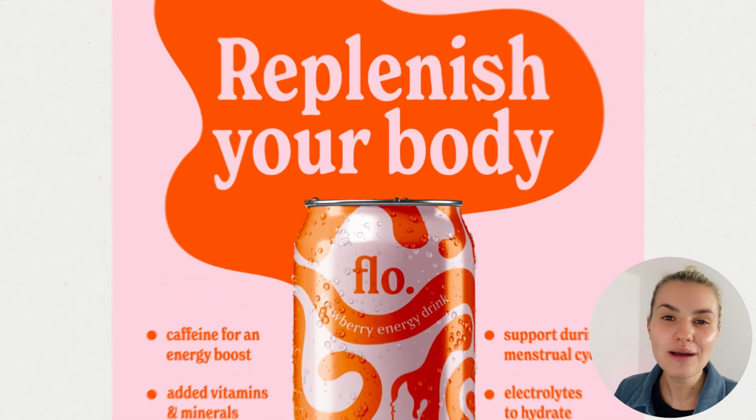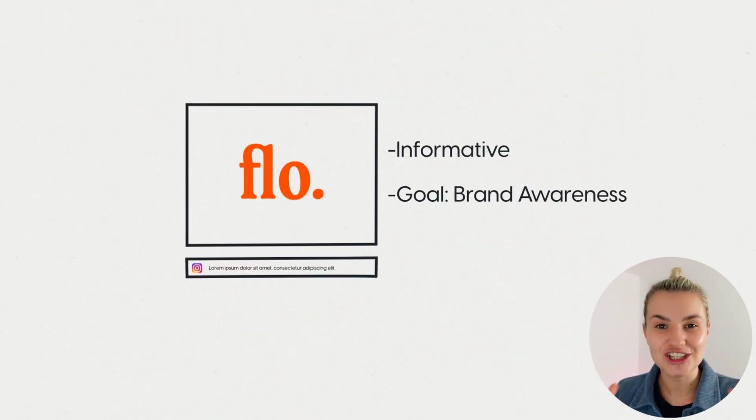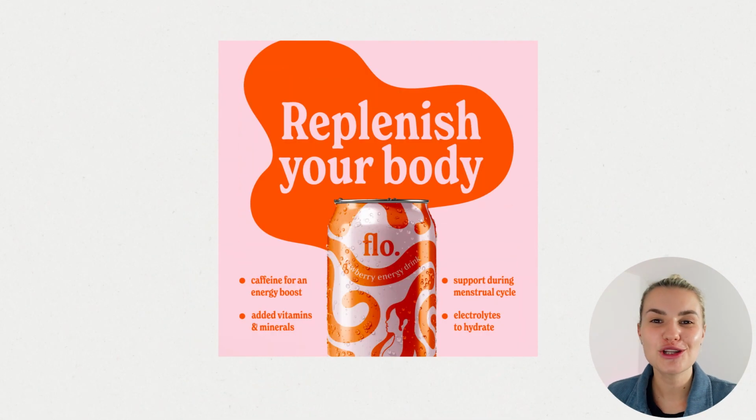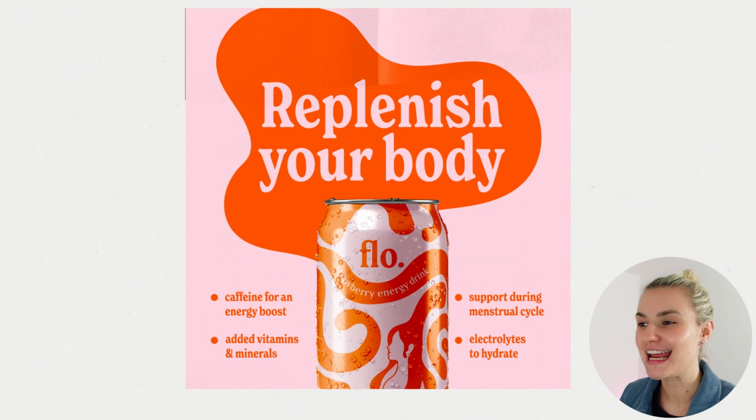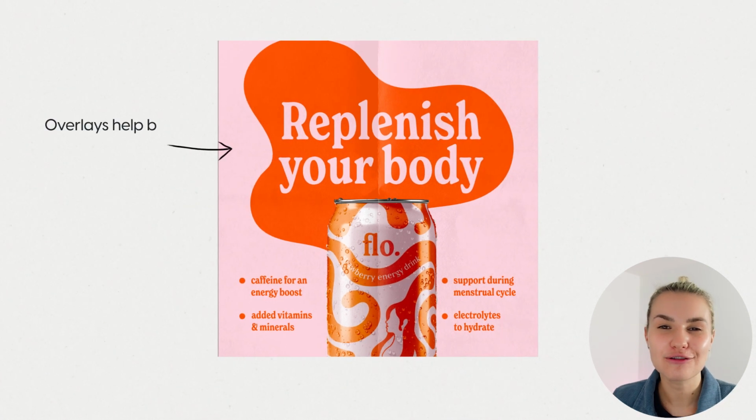It also gives us a chance to give them more information about the drink, which reverts back to the goal of the post, which is to inform. The last thing that I'm going to do to this post is add an overlay. I like to do this because it adds texture and prevents the design from looking too flat. And there it is, the social media post created for Flow.